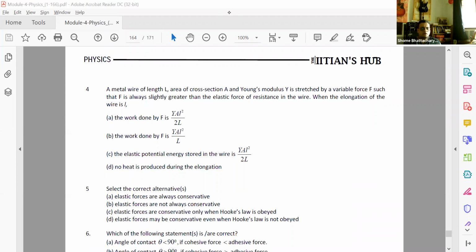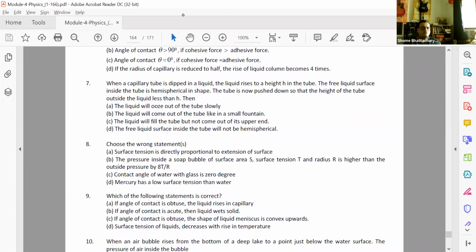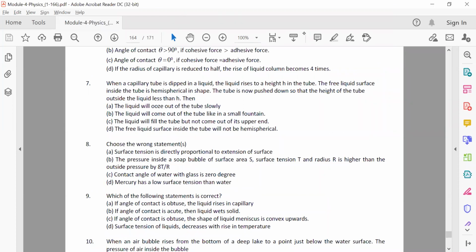All right, so coming back to 7th question. So 7th question, capillary tube is dipped in a liquid. The liquid rises to a height h. The free liquid surface inside the tube is hemispherical in shape. So if it is hemispherical in shape, it's like this. That means the contact angle is zero basically. So small r is equal to capital R. That's the case. So our h will be 2T upon rho capital R.